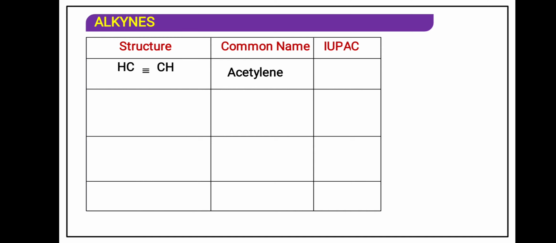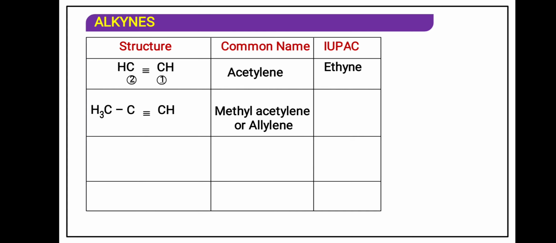Common name acetylene, IUPAC, ethyne. No need to number. Methyl acetylene or allylene, propyne. If you substitute with an ethyl group, it will be ethyl acetylene.